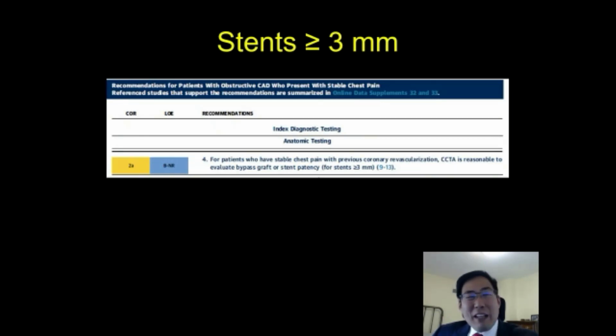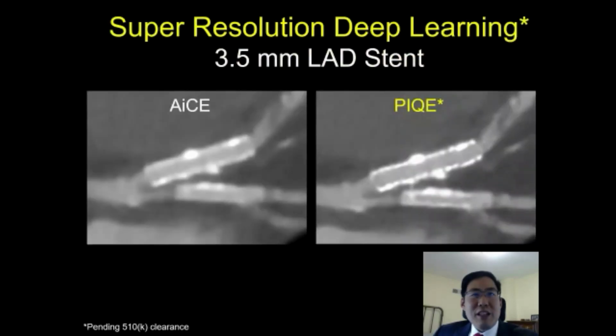Now going back to the guidelines, you may ask, how about stents? Well, cardiac CT is reasonable to perform in patients who have a stent greater than 3 millimeters. And I want to share with you what these super resolution images look like with stent imaging. And here's an example, right? On the right are super resolution images. And now we're better able to visualize within the stent. We're able to see the individual stent struts, and we'll be better able to evaluate for in-stent restenosis with this new technology.